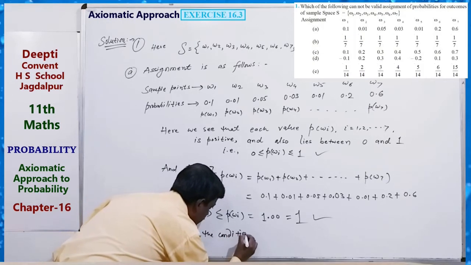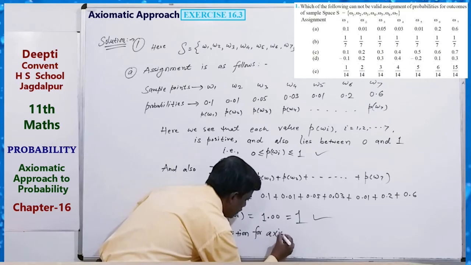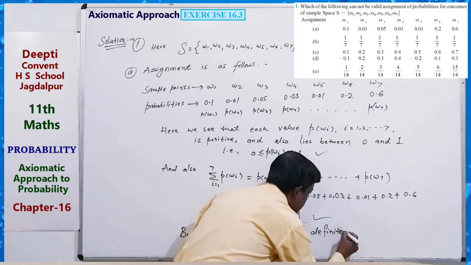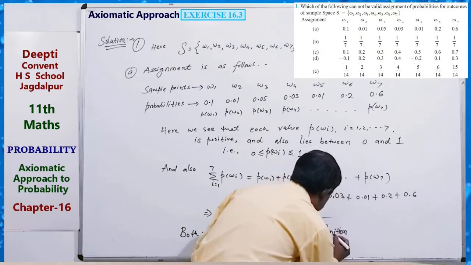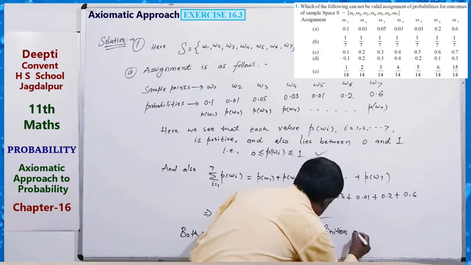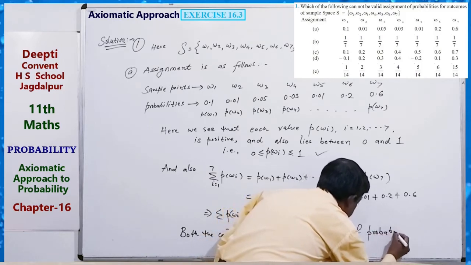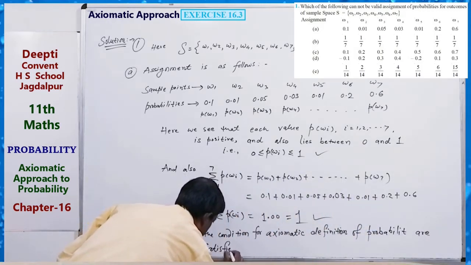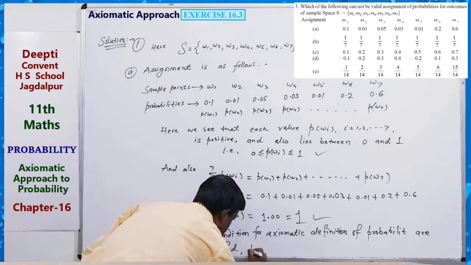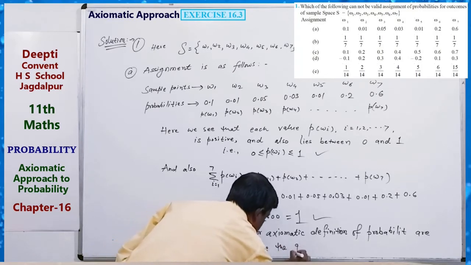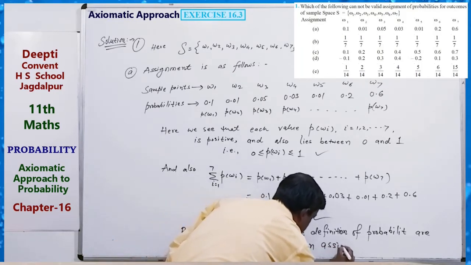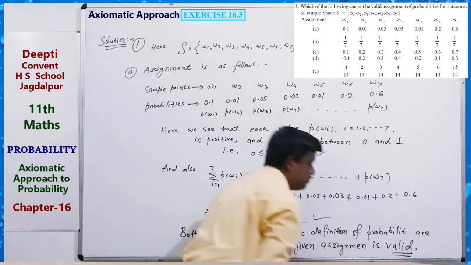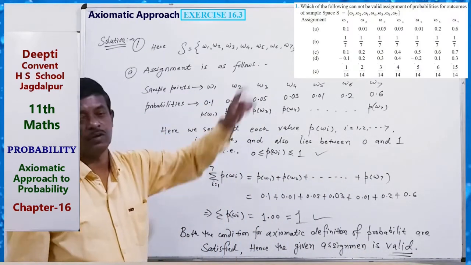conditions for the axiomatic definition of probability are satisfied. Hence, the given assignment is valid. The given assignment is valid in option A.